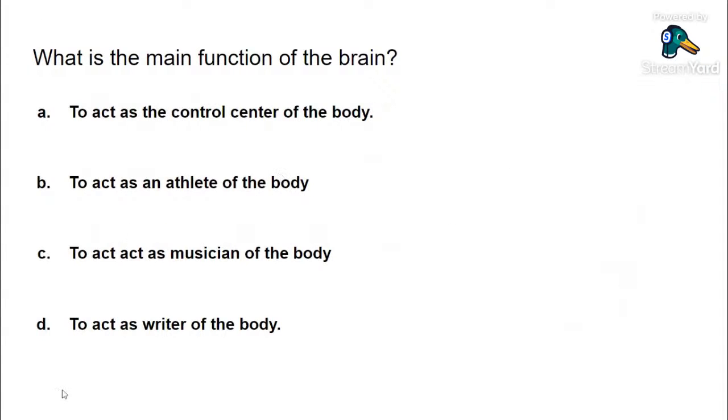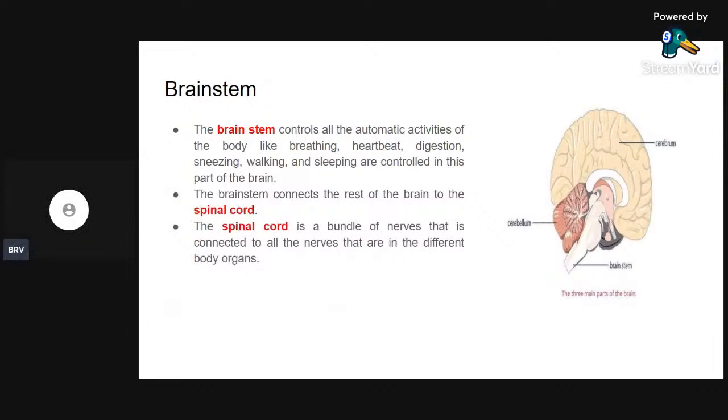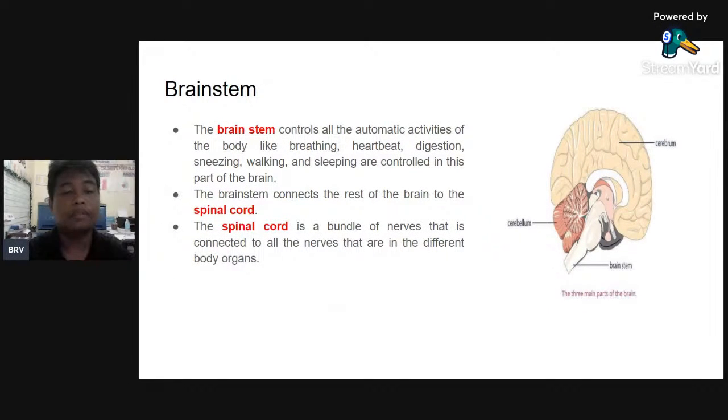Okay, so those are the parts of the brain. Remember the parts of the brain: we have the cerebrum, cerebellum, and the brain stem. Remember that the cerebrum is divided into four lobes, the parietal lobes, frontal lobes, occipital lobes, and temporal lobes.